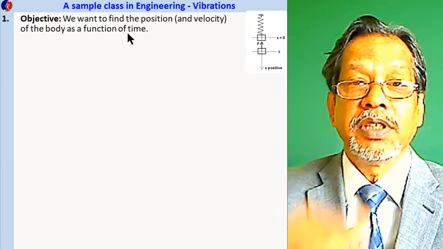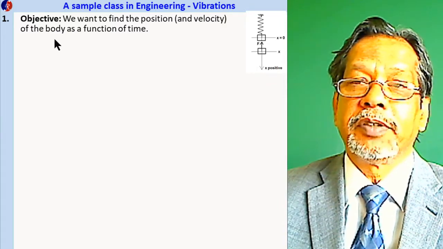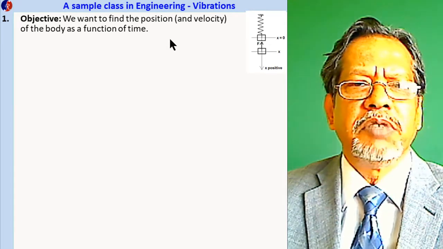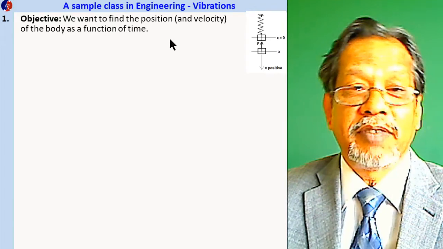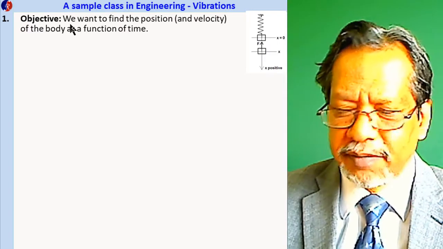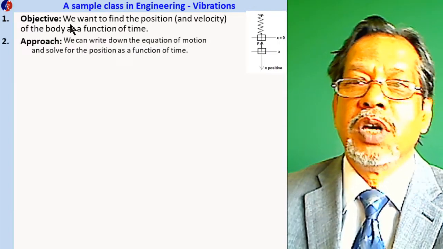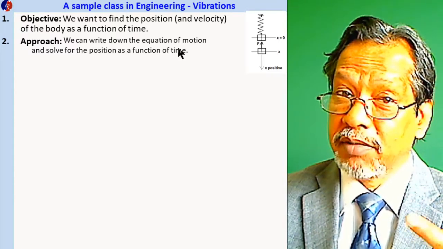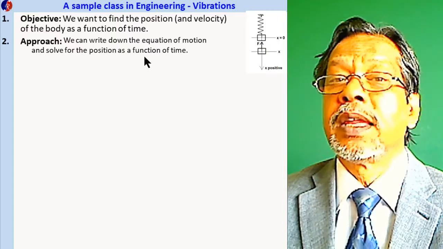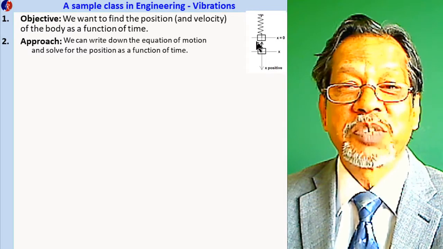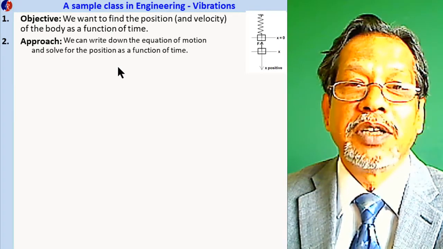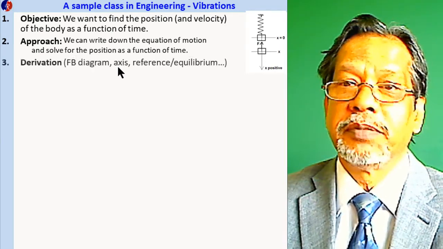When I pull it down and release it, it moves. We want to find that out. That's called study of motion. Anything that's moving, you want to find its position with respect to time, and once you have done that, you can find velocity, acceleration, etc. That's the objective. They should know, what are we trying to study in vibration? That's what we are trying to study. Approach: we can write down the equations of motion. Tell them we can write down the equation of motion and solve for position as a function of time. That's what we are going to do. So for the study of anything that's moving, we write down the equation of motion and try to solve it for position with respect to time. That's a general approach they should use in any problem involving motion.